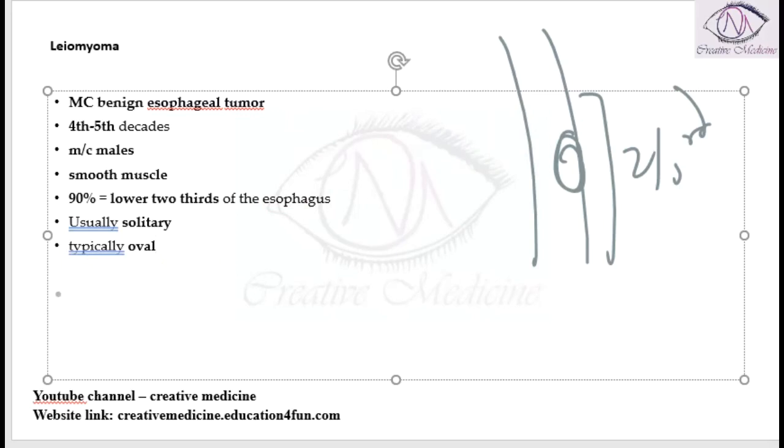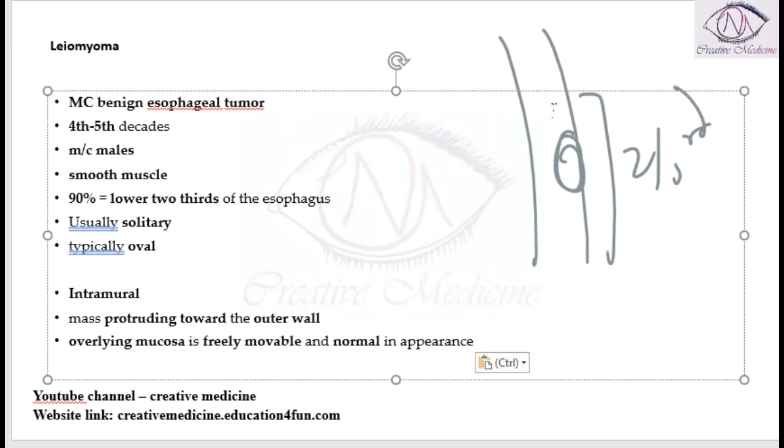Okay, this leiomyoma is intramural. It is an intramural tumor with the mass protruding towards the outer wall. Then if you see, the overlying mucosa is freely movable and has a normal appearance in leiomyoma.